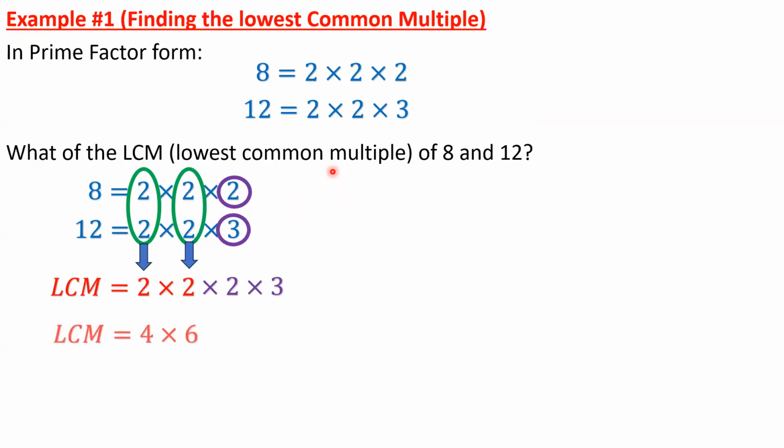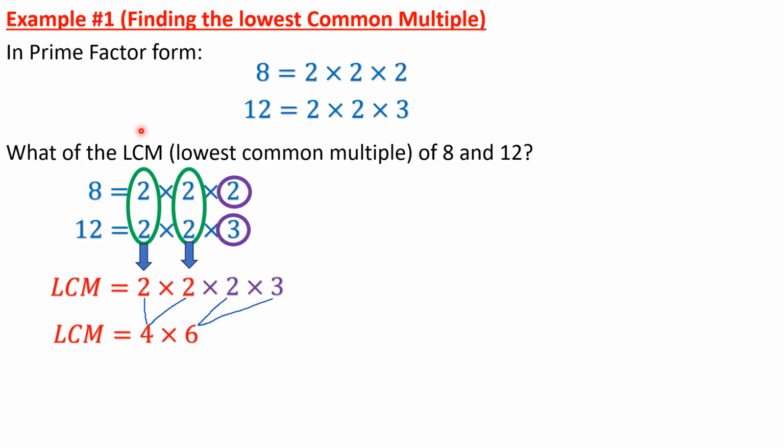What we do know is that 2 times 2 is going to be what? 4. And we also know that 2 times 3 is going to be 6. And so we have 4 times 6. What is 4 times 6? That's going to be what? 24.